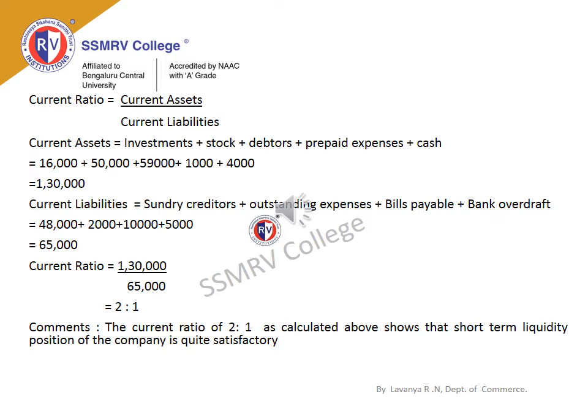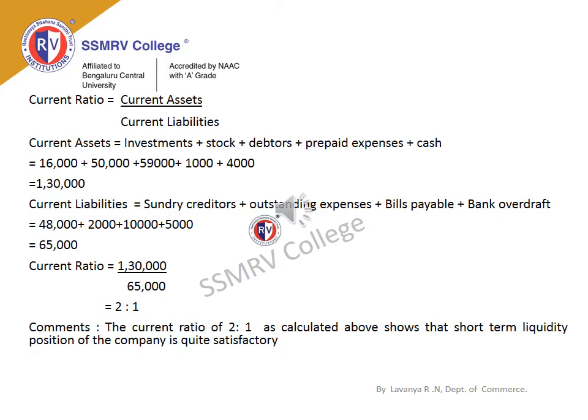Compute current ratio by using the following formula. The formula of current ratio is current assets by current liabilities. The current assets are investment, stock, debtors, prepaid expenditure, cash. Add all the items of current assets. Then total current assets is 1,30,000. In similar manner, identify current liabilities. The current liabilities are sundry creditors, outstanding expenditure, bills payable, bank overdraft. Add all the items of current liabilities. Then the total current liabilities is 65,000.